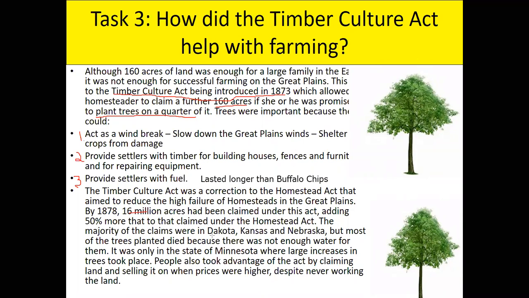The majority of the claims were in Dakota, Kansas, and Nebraska, but most of the trees planted died because there wasn't enough water for them. It was only in the state of Minnesota, which we've got here, where large increases in trees took place. People also took advantage of the act by claiming land and settling on it when prices were higher, despite never working the land, which means there was still some corruption in places. But the key thing here is that at the end of the day, it was a way that the government tried to make more wood available for the farmers, which in turn means they would be more successful.